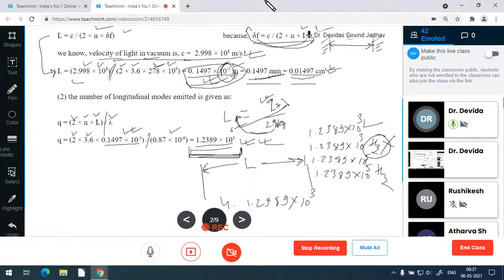And in the last one, the value as well as the unit is wrong. So what is the correct choice? The correct value is 1.2389 into 10 raised to 3, with the correct unit. No unit is the correct unit here, because this is the number of frequencies. Frequency counting is there: 1, 2, 3, 4 count.